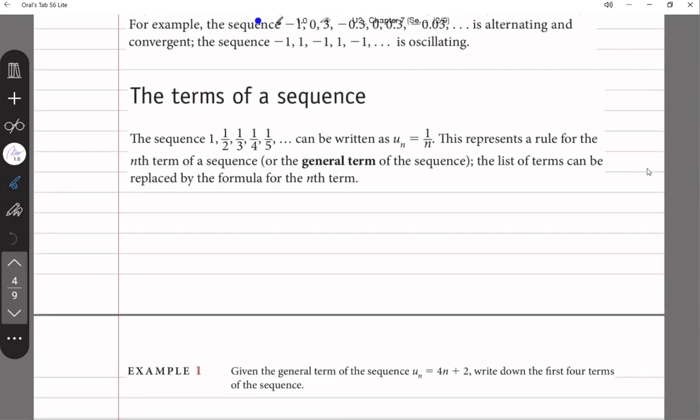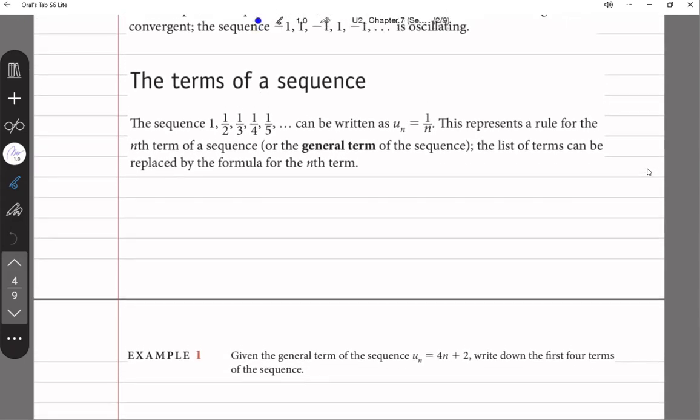Terms of a sequence. Now, a sequence 1, 1/2, 1/3, 1/4, 1/5 can be written as u_n equals 1 over n. This represents a rule for the nth term of a sequence, or the general term of the sequence. The list of terms can be replaced by the formula for the nth term.